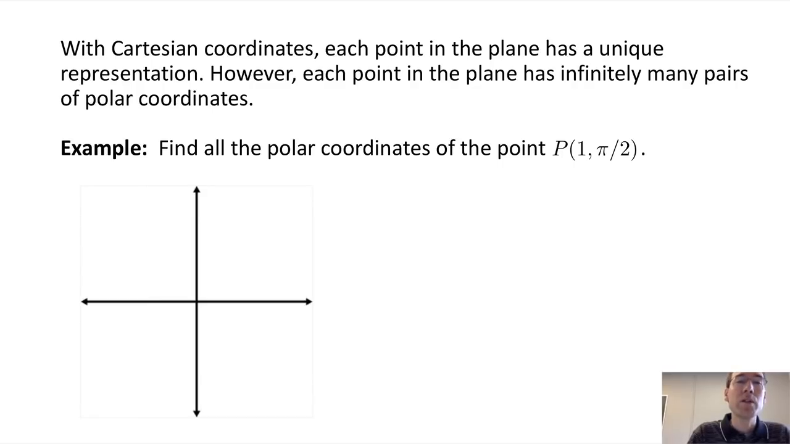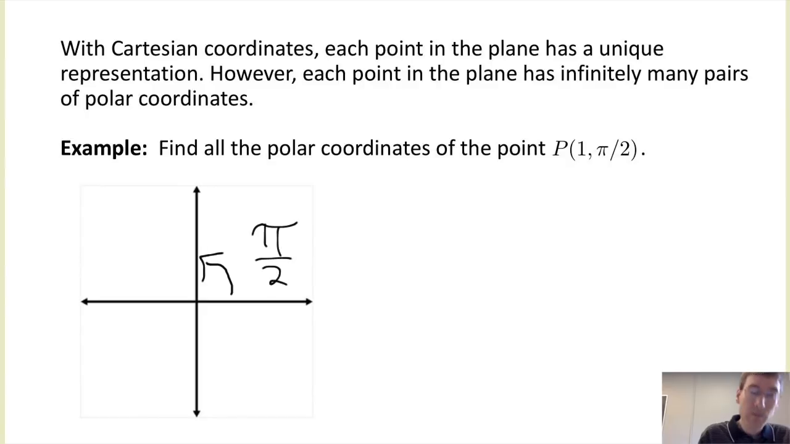With Cartesian coordinates, each point in the plane has a unique representation. However, each point in the plane has infinitely many pairs of polar coordinates. For this example, let's find all the polar coordinates of the point P, 1, pi over 2. I'll start by plotting the point. So starting at the polar axis, measure counterclockwise pi over 2 radians. Then the point 1 unit from the origin along the ray theta equals pi over 2 has coordinates 1, pi over 2.